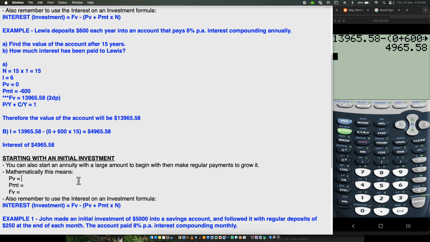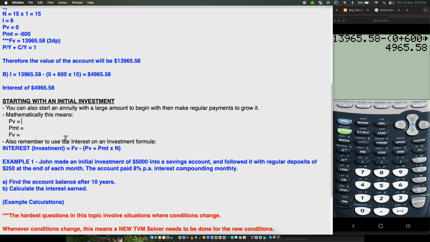Just for curiosity's sake, how much money is Lewis putting into that account over the whole time? He's putting in $9,000 to make over half of that as interest. So it's not bad. That's the power of compounding interest. Okay.